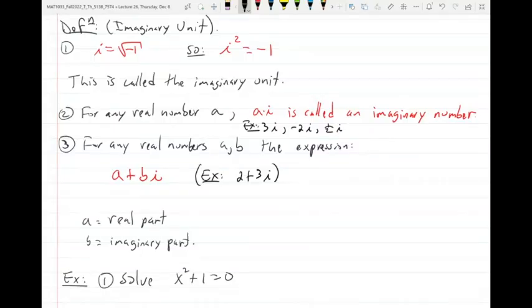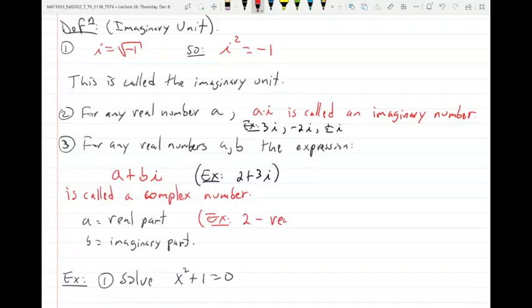So for any real numbers a and b, this expression is called a complex number. And a is called the real part; in the example, that means 2 is the real part. And b is called the imaginary part. So in this example, the number 3 is the imaginary part because it's the one next to the i.